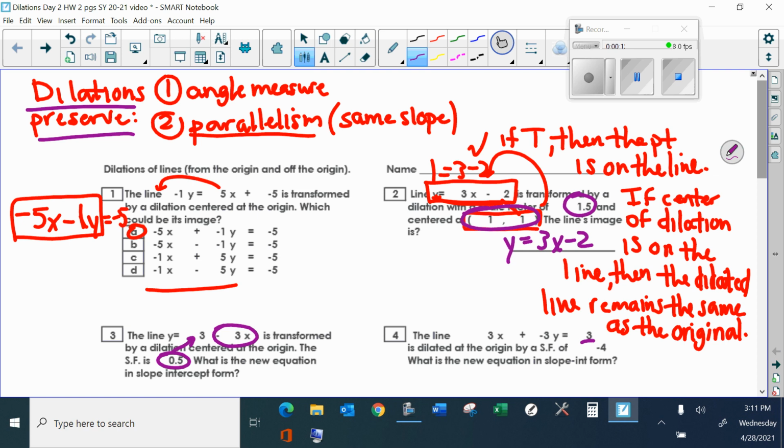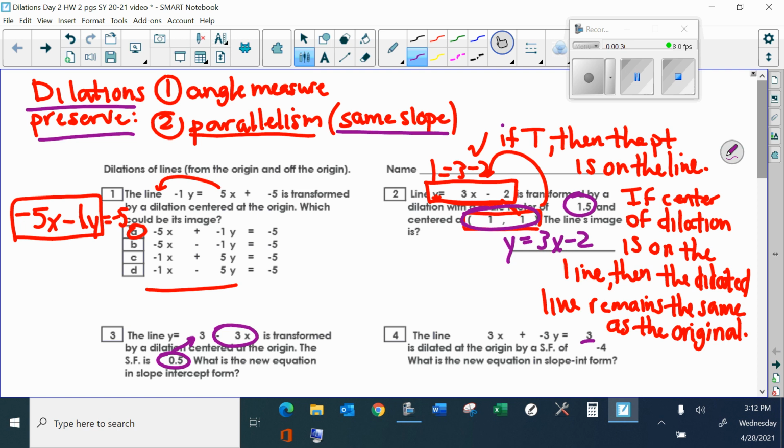Dilations preserve. The two main things they preserve are angle measure and parallelism. For this worksheet, parallelism is a key thing. That means all corresponding sides are parallel. What does it mean to be parallel? They have the same slope. So when we write the equation lines, we're not going to change the slope no matter what. The only thing that may change, if the center of dilation is not on the line itself, is the y-intercept.